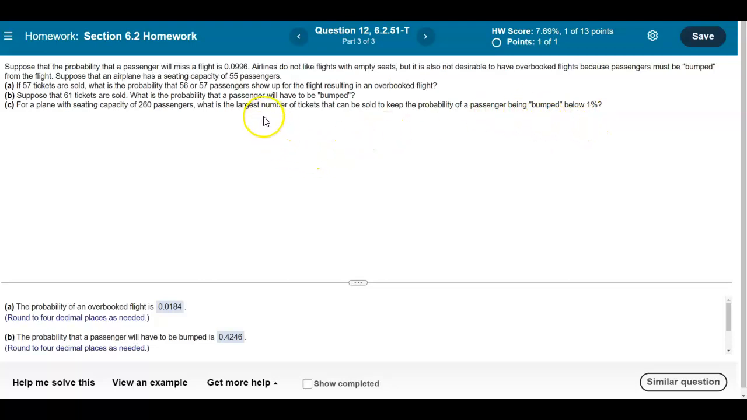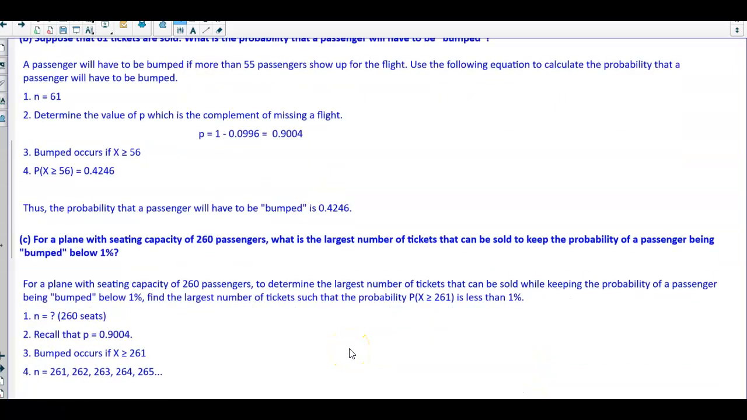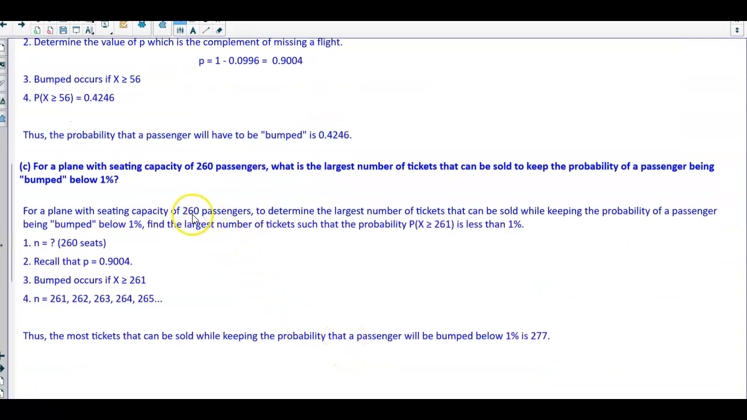This is more of a challenging question than the first two. So, for a plane with seating capacity of 260 passengers, to determine the largest number of tickets that can be sold while keeping the probability of a passenger being bumped below 1%, we want to find the largest number of tickets such that the probability of X being greater than or equal to 261 is less than 1%.